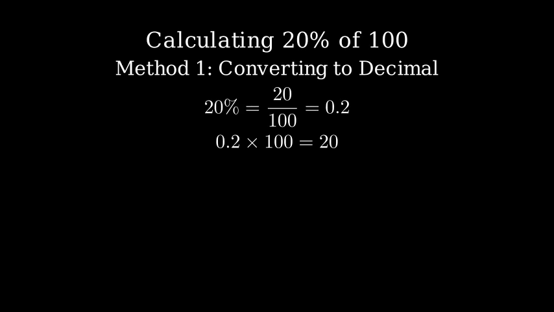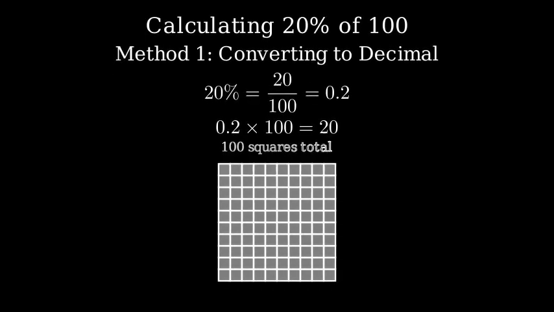Let's visualize this using a grid of 100 squares. Here we have a 10 by 10 grid representing our 100. 20% of these squares is 20 squares, which we can highlight. Notice that 20 squares is exactly 1/5 of our total 100 squares.